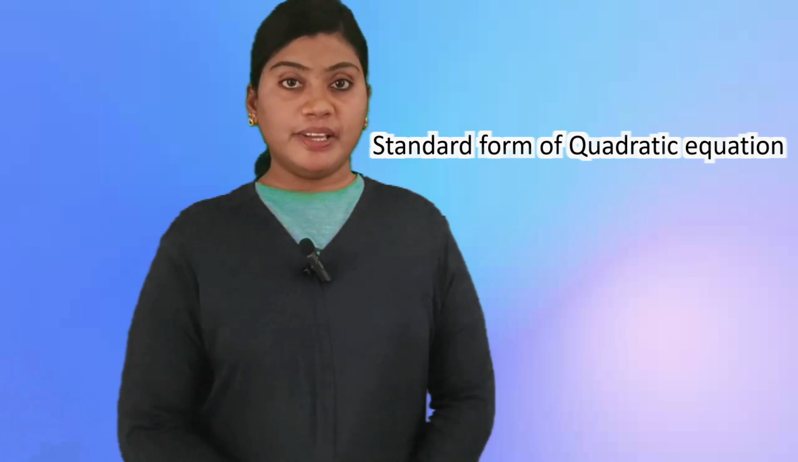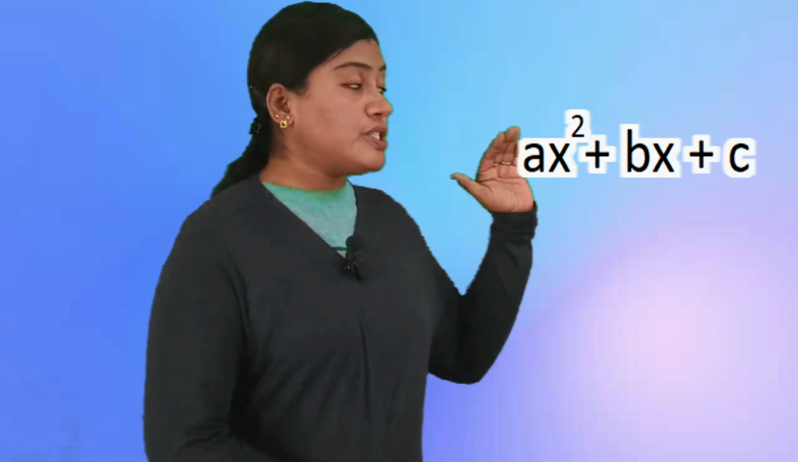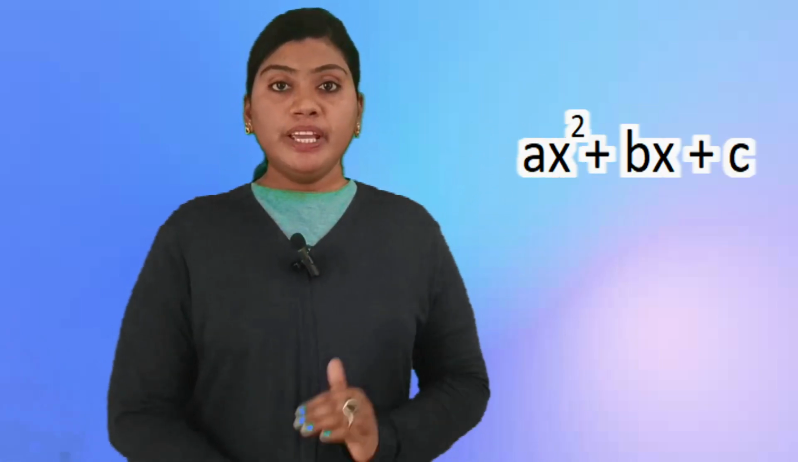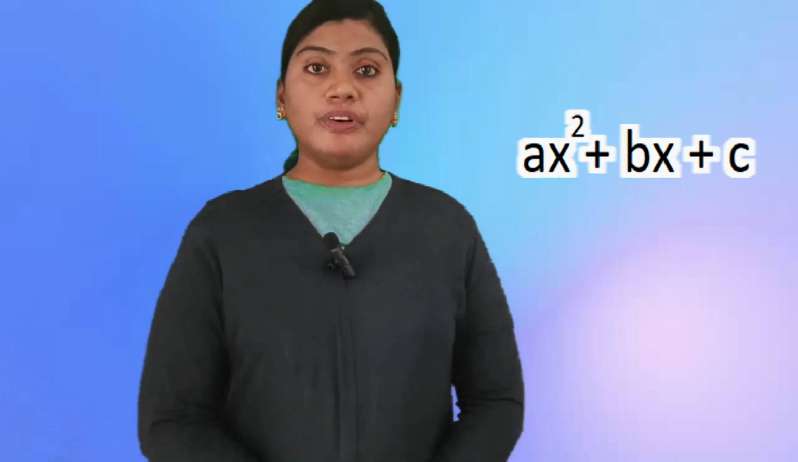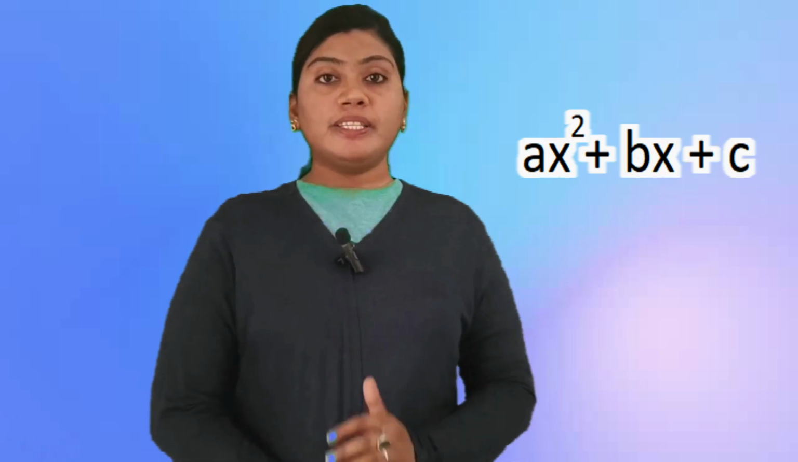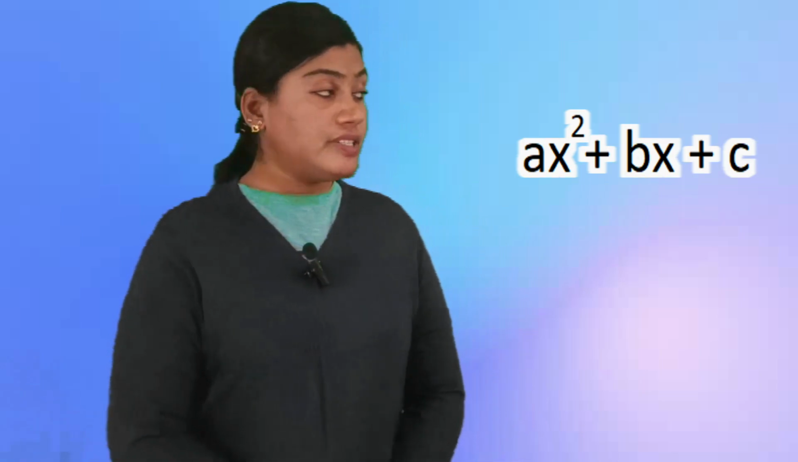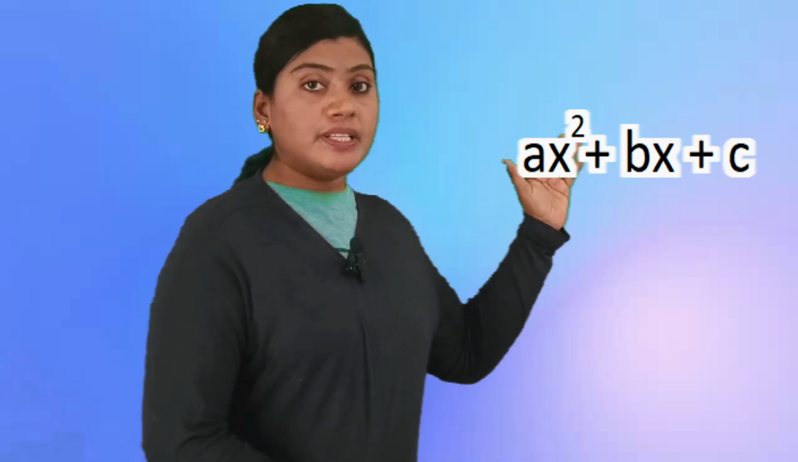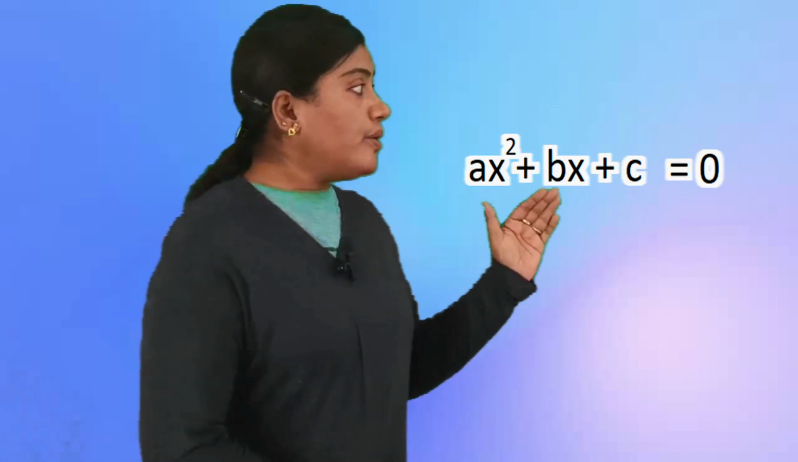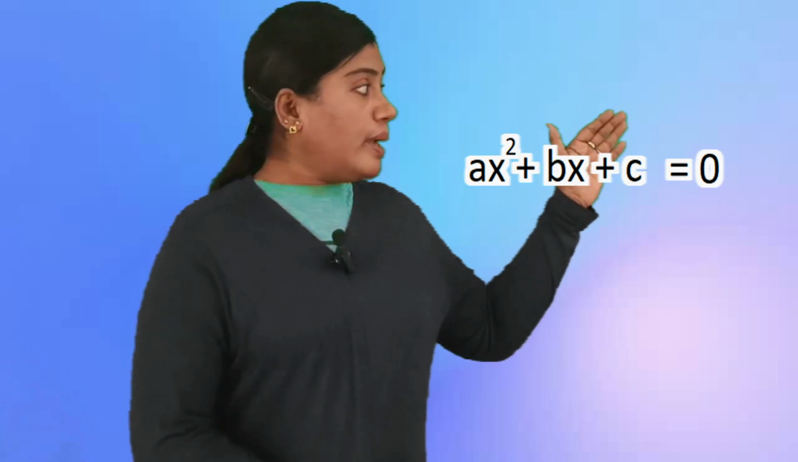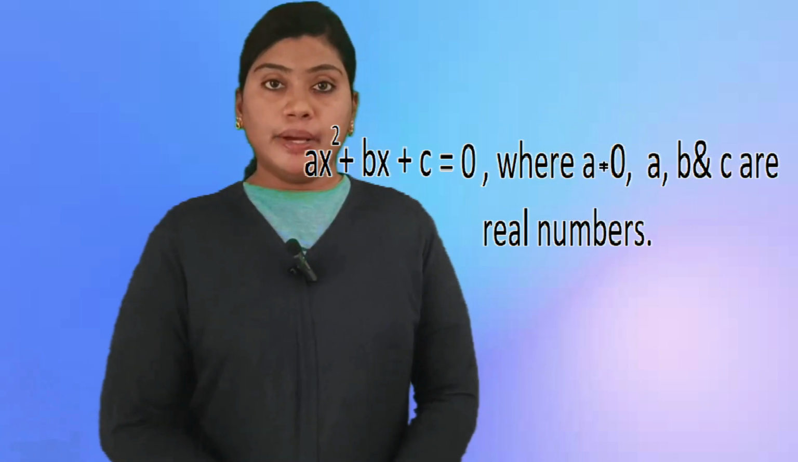Next, let's learn about the standard form of a quadratic equation. All of us know the general form of a quadratic polynomial is ax square plus bx plus c. When we equate this polynomial to 0, we get the standard form of a quadratic equation. So, the standard form of a quadratic equation is ax square plus bx plus c equal to 0. Remember that a is not equal to 0, and a, b and c are real numbers.